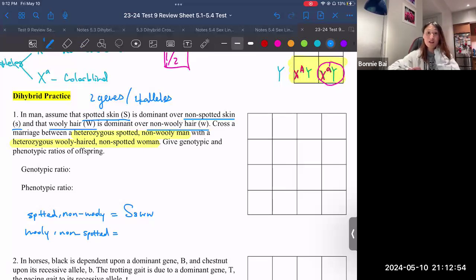I put S in the front, so I want to put the non-spotted in the front the second time as well. So non-spotted, as you notice, is little s. So I need two little s's. And then it says woolly. Woolly is heterozygous, it says. Heterozygous, so that's big W, little w. Oh my goodness. All right.